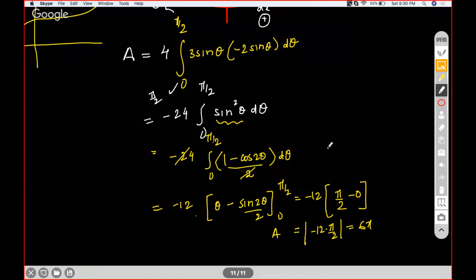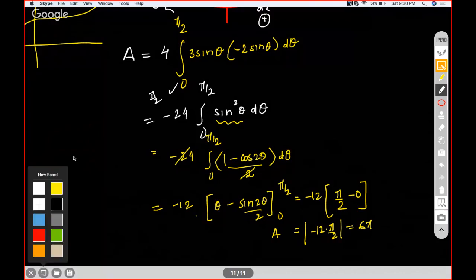Find the area enclosed by one arc of the cycloid with parametric equation x equal to theta minus sine theta and y is equal to 1 minus cos theta.